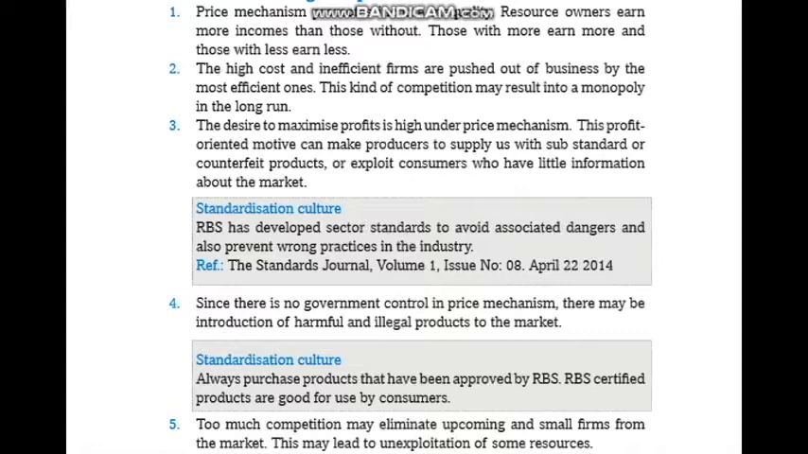Price mechanism promotes income inequality. Resources owners earn more income than those without. That is simple. Number 2, the high cost and inefficient farms are pushed out of business by the most efficient ones.